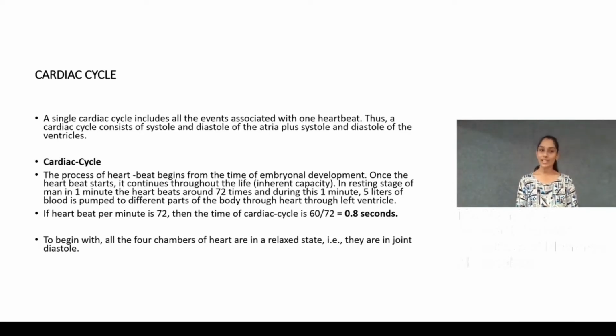In the resting stage of man, in 1 minute, the heart beats around 72 times. During this 1 minute, 5 liters of blood is pumped to different parts of the body through the left ventricle. If heartbeat per minute is 72, the time of cardiac cycle is 0.8 seconds. To begin with, all the 4 chambers of the heart are in a relaxed state, in joint diastole.